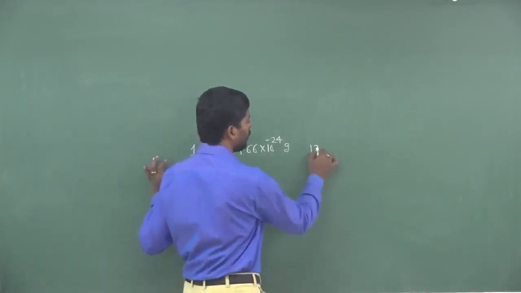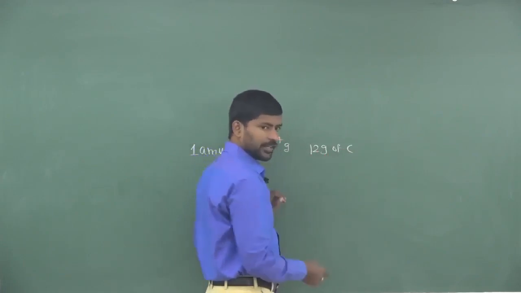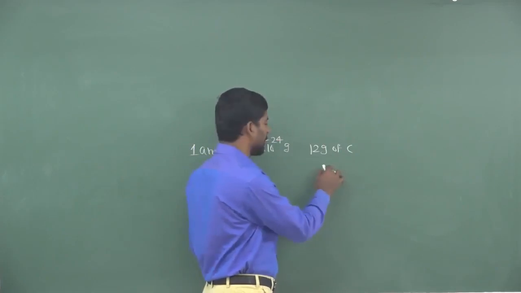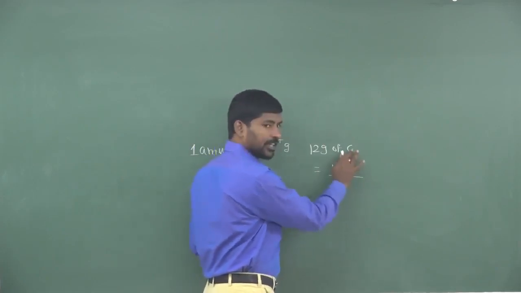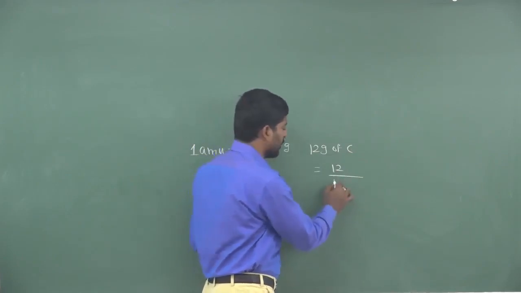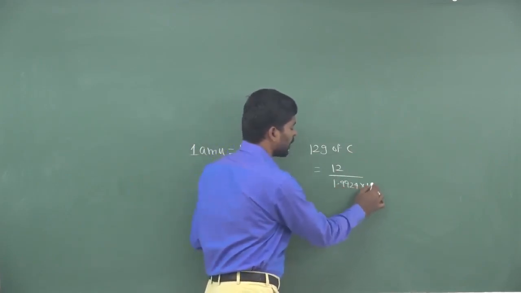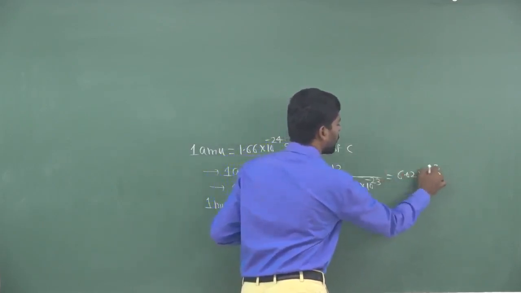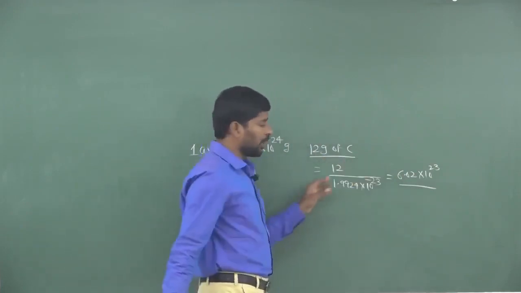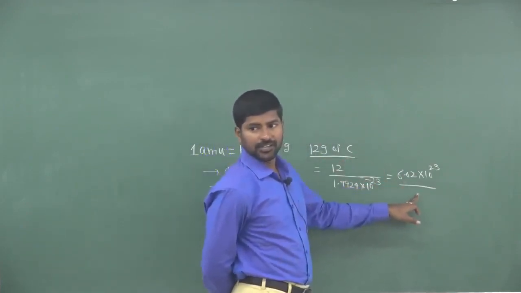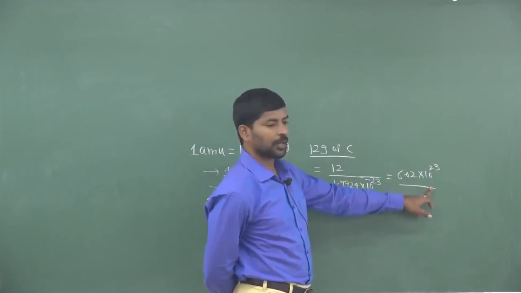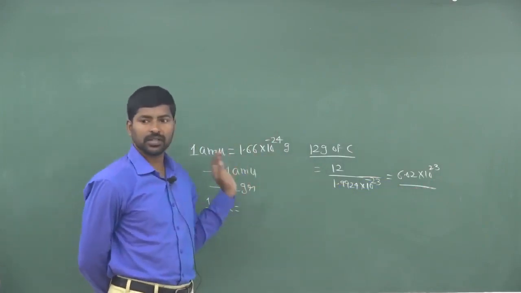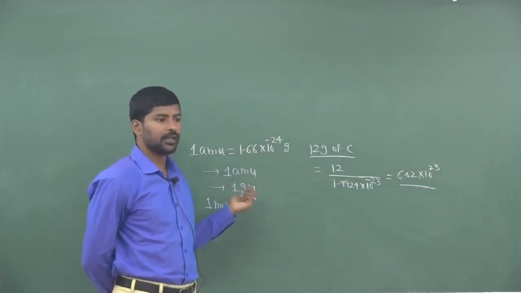In 12 grams of carbon, how many carbon 12 atoms will we get? We are taking 12 grams. What is the mass of one carbon atom? 1.9924 into 10 power minus 23. If you simplify this, we will get 6.02 into 10 power 23. So in 12 grams of carbon, 6.02 into 10 power 23 carbon atoms are present. That is nothing but Avogadro number. So to get the same number of particles, the amount of substance required is called 1 mole.